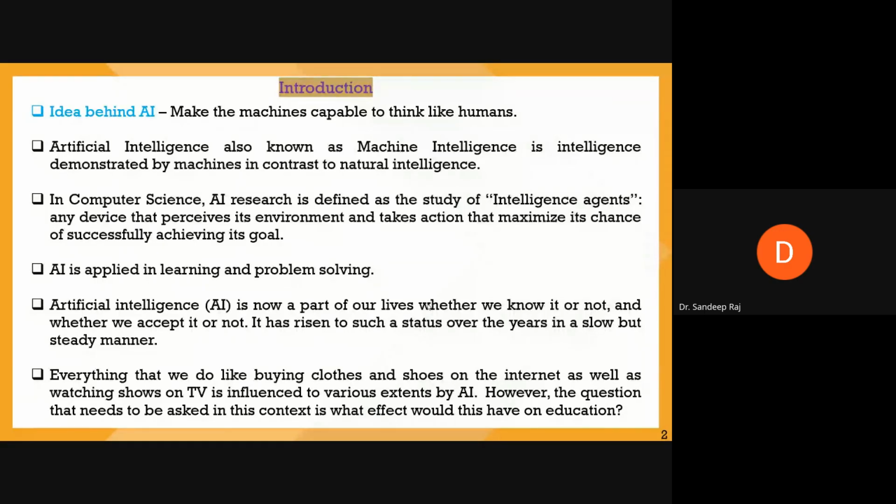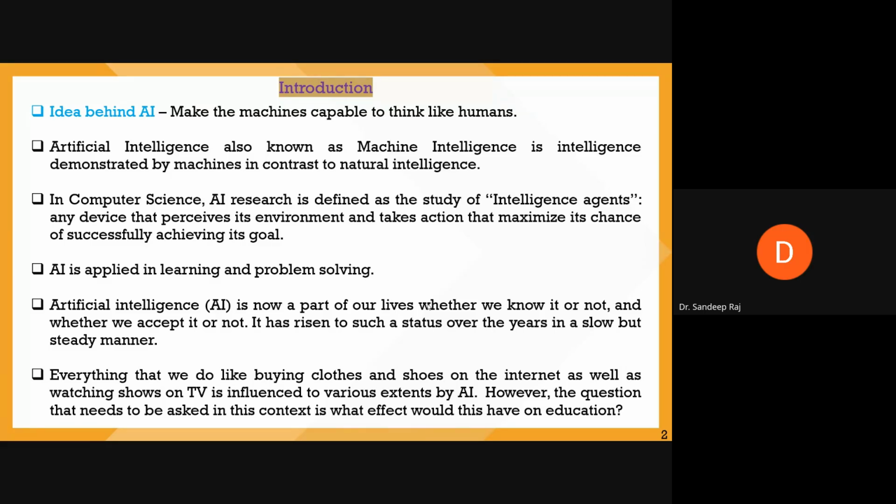Artificial intelligence is also known as machine intelligence, and falls in the domain of computer science. Nowadays, the domain of AI is explored in many engineering branches, in fact in business management also. In computer science, AI research is defined as the study of intelligent agents: any device that perceives its environment and takes action that maximizes its chance of successfully achieving its goal. AI is applied in learning and problem solving.